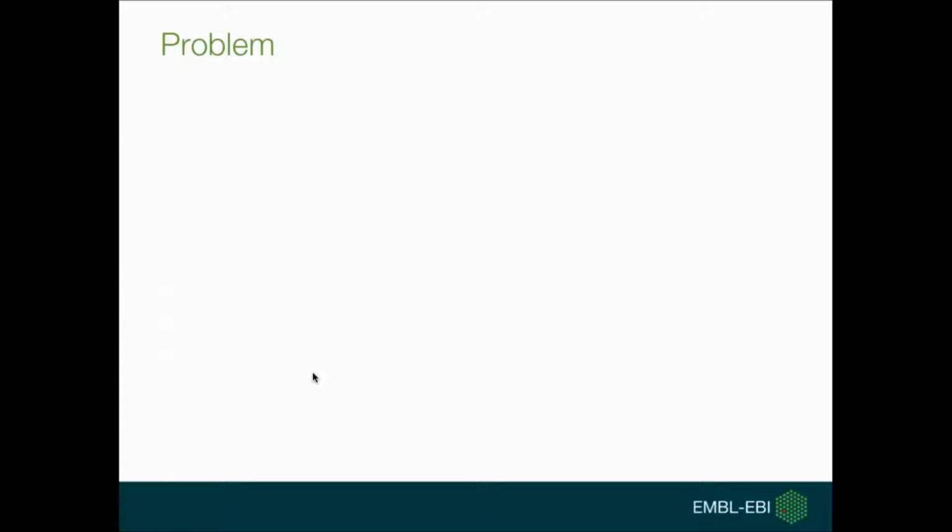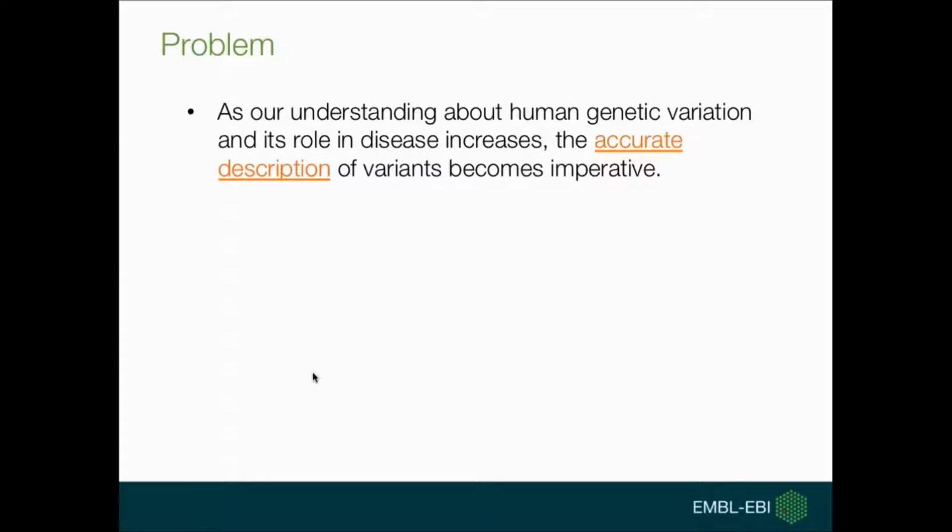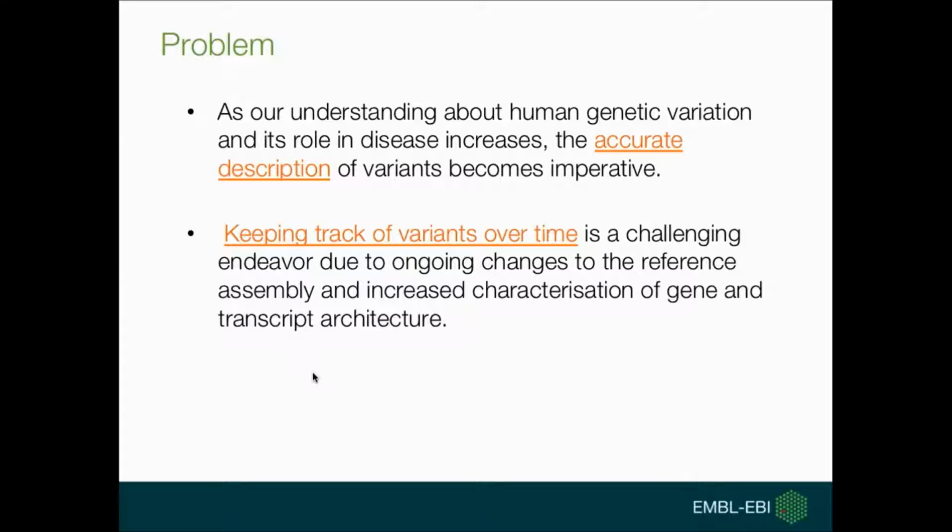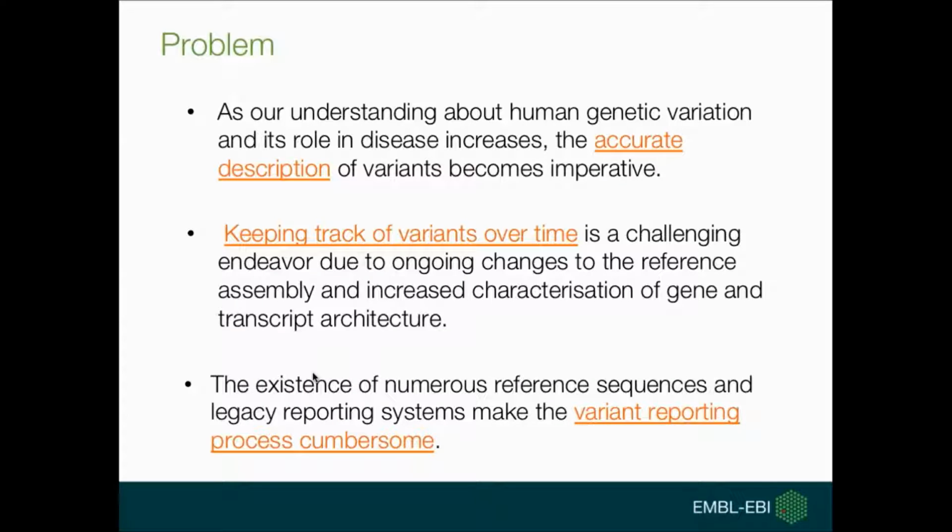Well, really, the LRG project came as a result of a meeting that was held back in 2008 by stakeholders who were trying to address a problem. They observed that as our understanding about human genetic variation and its role in disease increases, the accurate description of these variants becomes imperative. However, keeping track of these variants over time is a challenging endeavor due to ongoing changes to the reference assembly and increased characterization of gene and transcript architecture. In addition, the existence of numerous reference sequences and legacy reporting systems make the reporting process cumbersome.